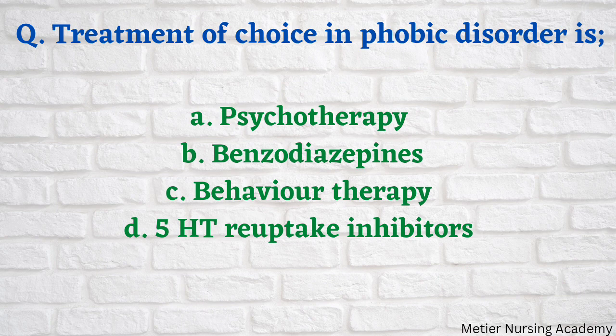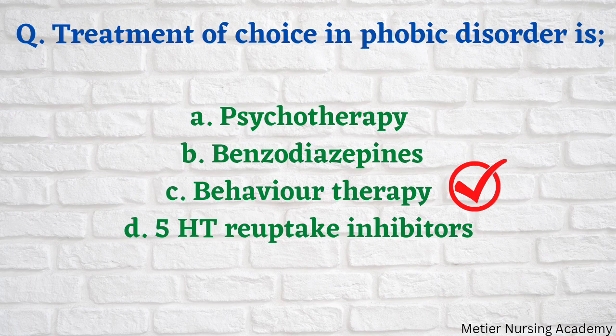Treatment of choice in phobic disorder is psychotherapy, benzodiazepine, behavior therapy, 5-HT reuptake inhibitor. 5-HT reuptake inhibitor means nothing but SSRI. And here the right answer is option C, behavior therapy.